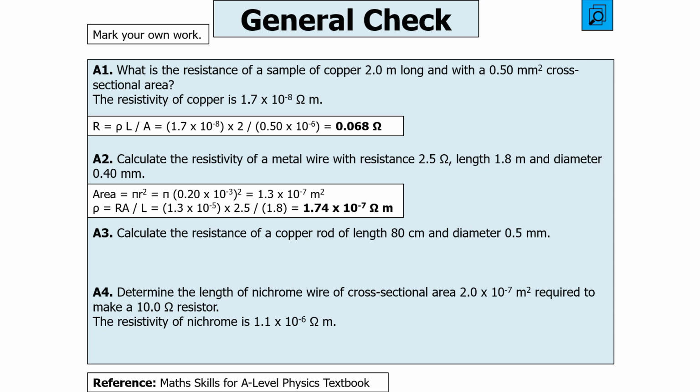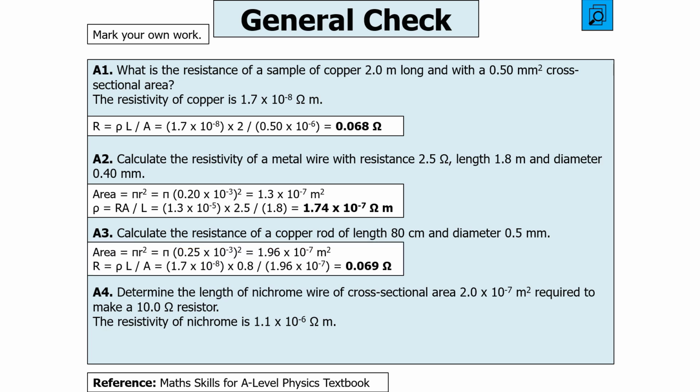In question 3, again, it's the same idea. Remember, we're given the resistivity of copper earlier, and the resistivity of a material is constant. So therefore, we can say area is pi r squared. We can then pop it into the equation R equals rho L over A, and we get 0.069 ohms.